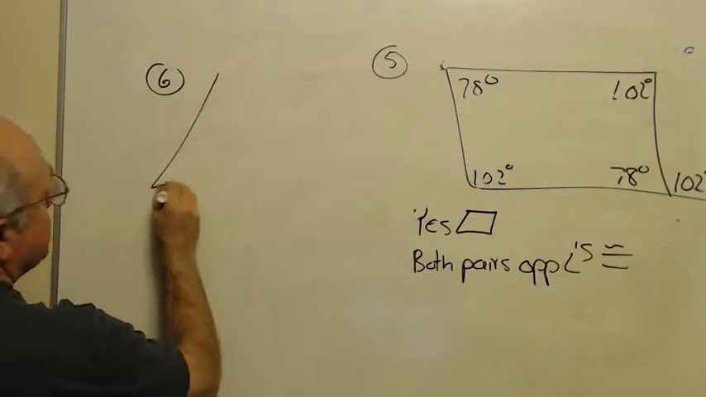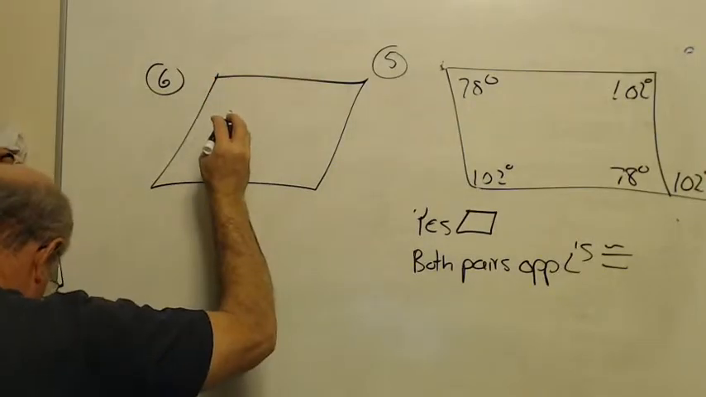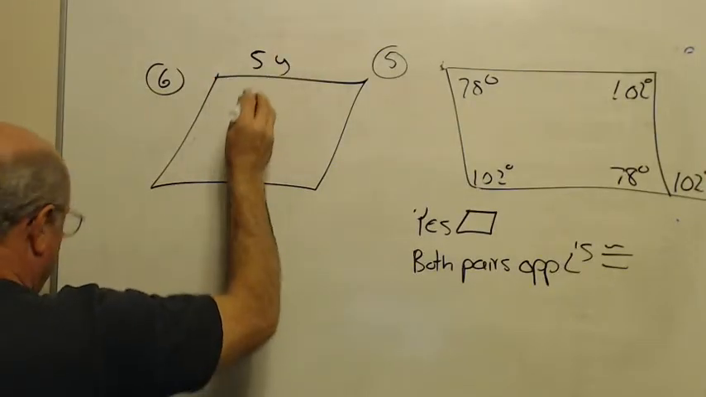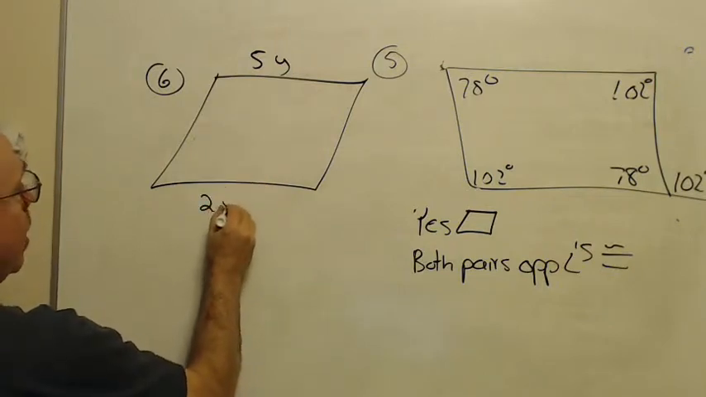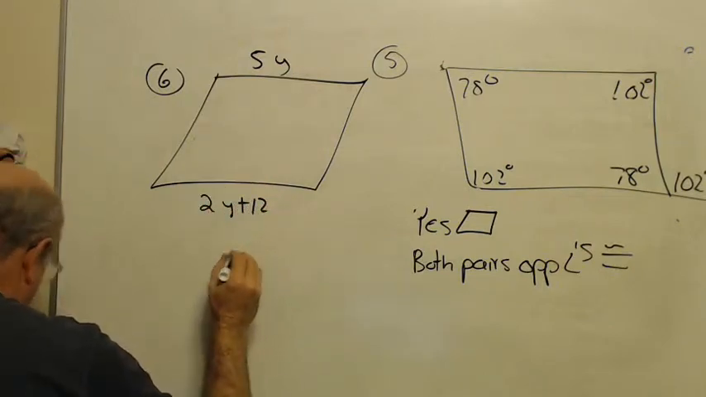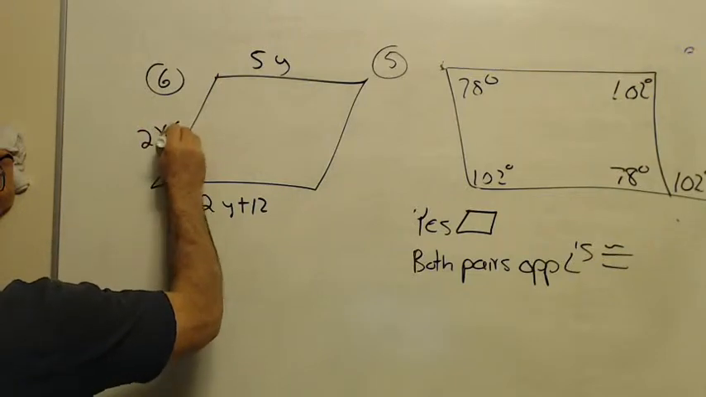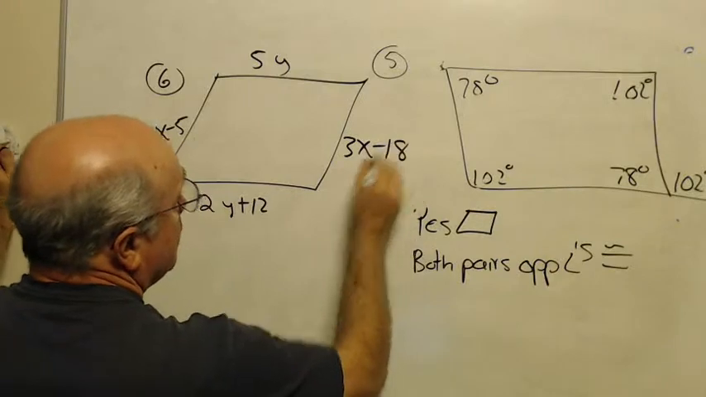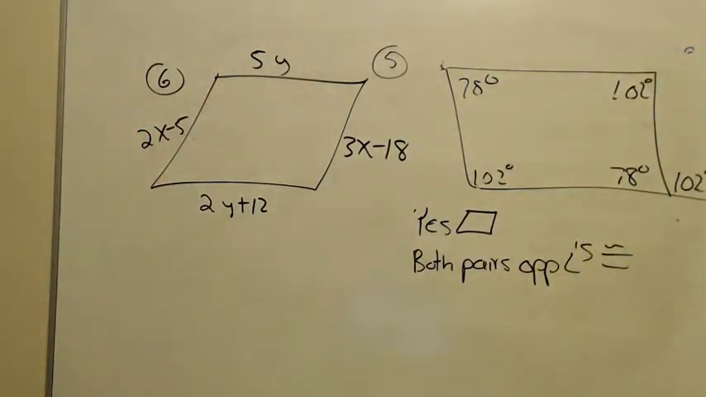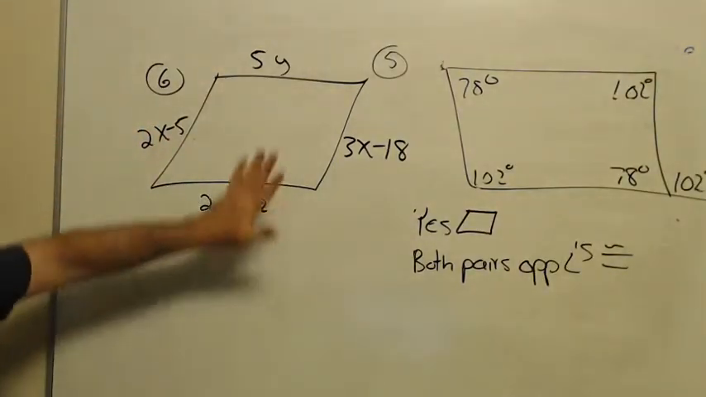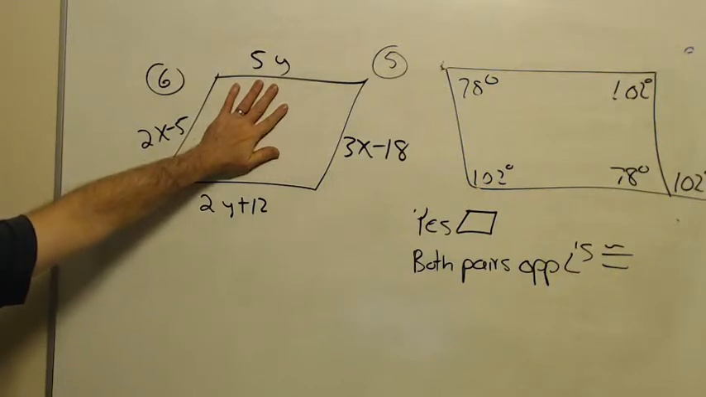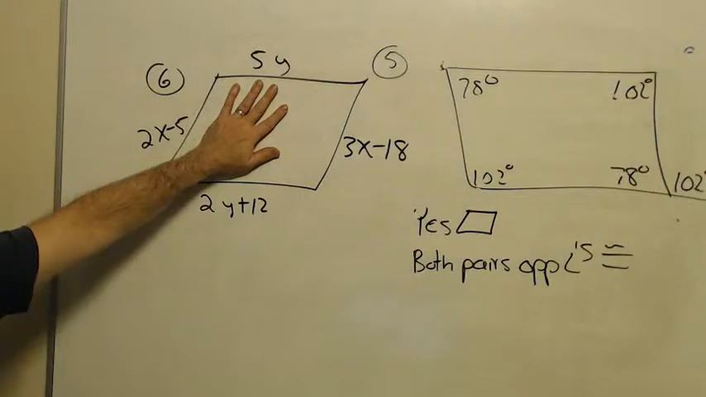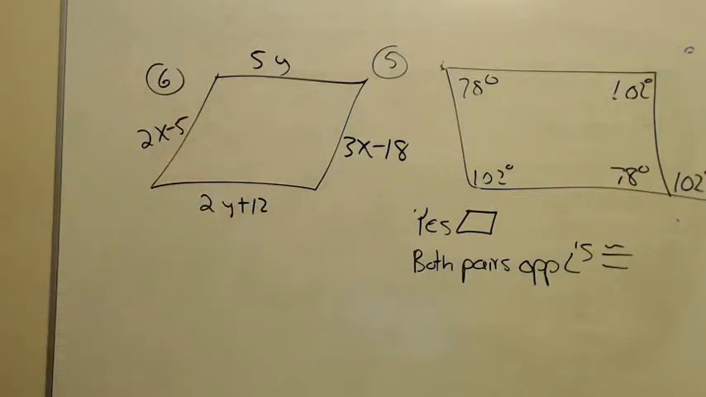And in number 6, you've got 5y on that side, 2y plus 12 here, 2x minus 5 there, and 3x minus 18. The instructions say, find the values of x and y that makes this a parallelogram. Well, all you need to do on problems like these is pretend you're in the section before this, assume it's a parallelogram, use the properties of parallelograms, and get your answers.